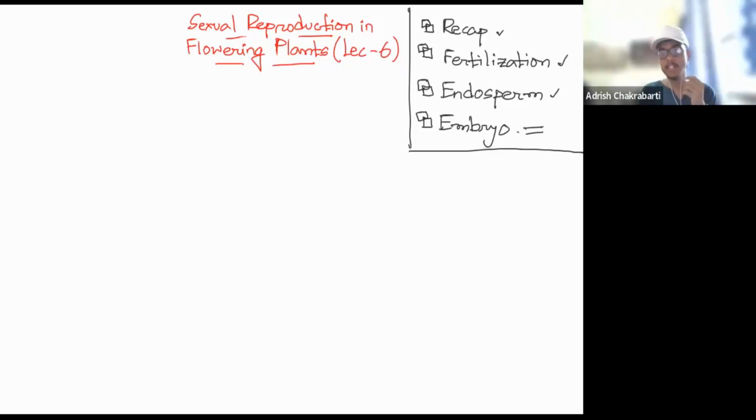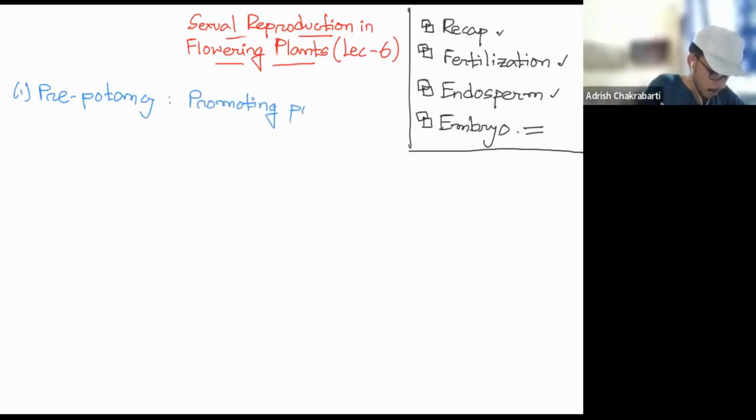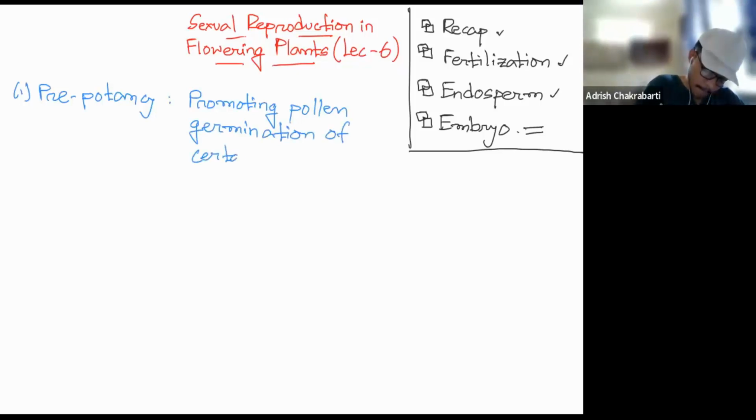We have studied pollination and the pollinating agents in detail. Then the next step was self-incompatibility. You must remember. And there's another thing, which is prepotency. I had mentioned the whole phenomenon of prepotency, but I hadn't mentioned the exact term. So I would like to mention the term here. Prepotency is promoting pollen germination of certain compatible pollens.